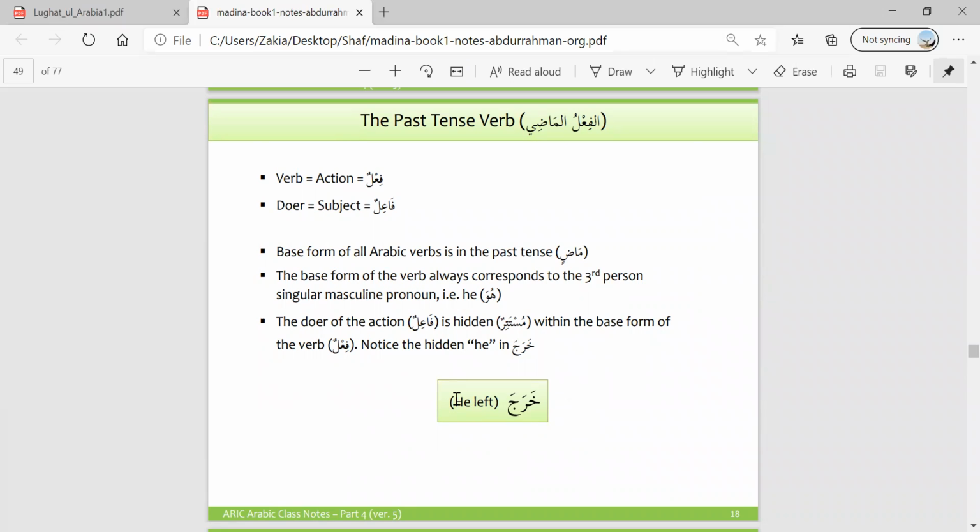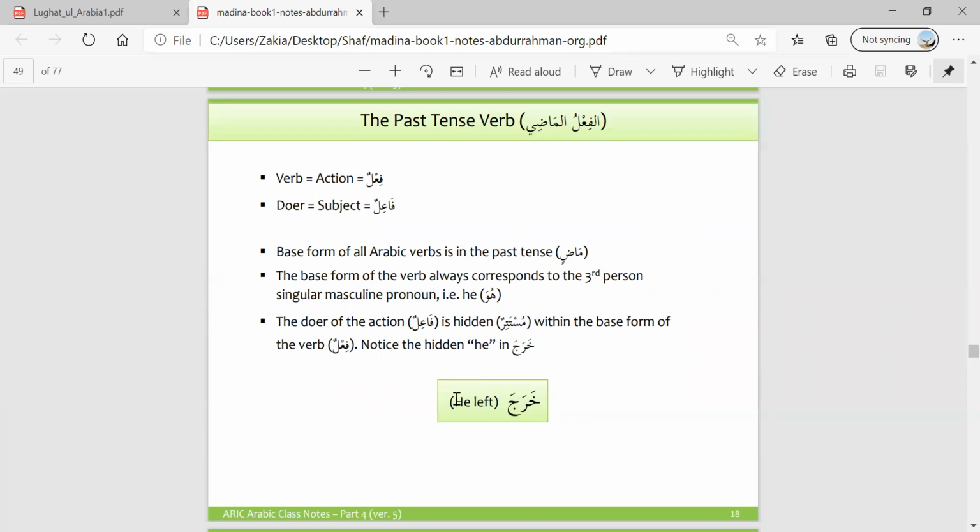Not munfasil, not muttasil. Muttasil are the connected ones, and munfasil are those that are detached. So we looked at detached pronouns, and we said you need to revise all of them. Huwa was one of them.